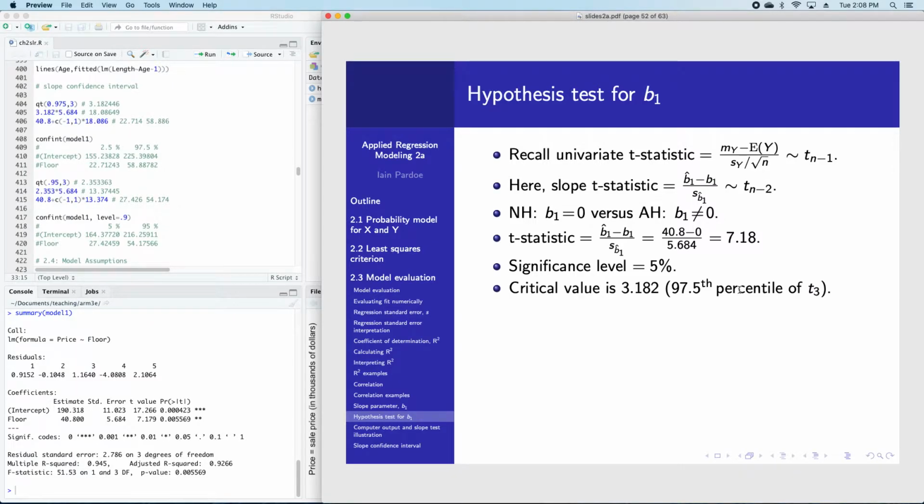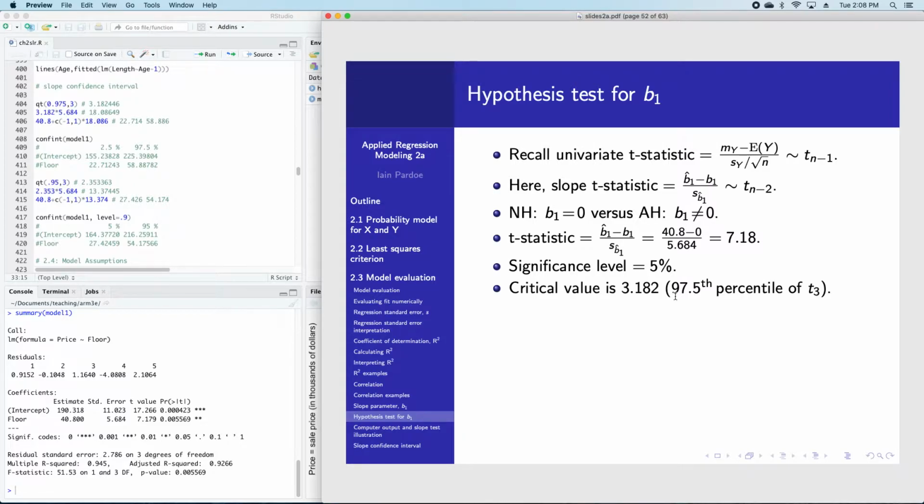So the critical value, it's a t-distribution with n minus 2 degrees of freedom. So n is 5, 5 minus 2 is 3, so we're looking at a t-distribution with 3 degrees of freedom. We're doing a two-tail test. So we put half the significance level in one tail and half in the other tail. And so the percentile that we need to look at to get our critical value is going to be the 97.5th percentile, because it'll have 2.5% above it. And there'll be 2.5% in the other tail as well.